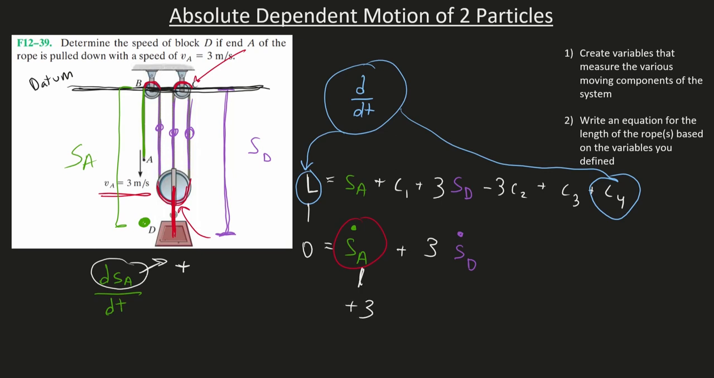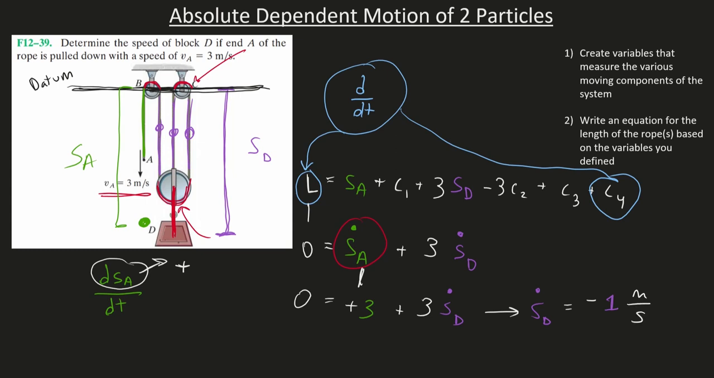Be very careful and make sure you go through this argument every time you're plugging in numbers into these rates here. You want to make sure you get the sign correct. So this right here is going to be a plus 3. So 0 equals plus 3 times the velocity of D. And if I just do that math and solve for that SD dot, I'll get that it is a negative 1. Negative 1 meters per second.